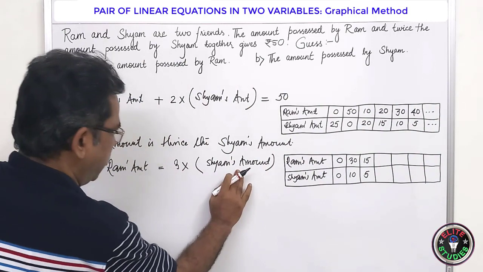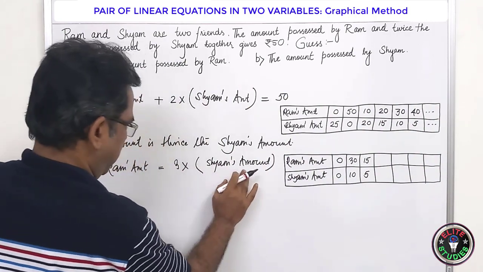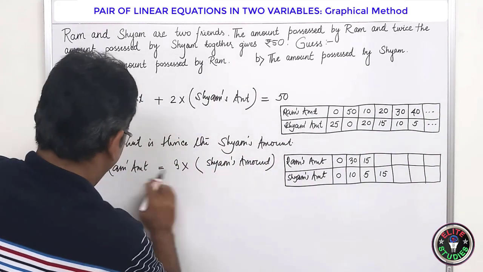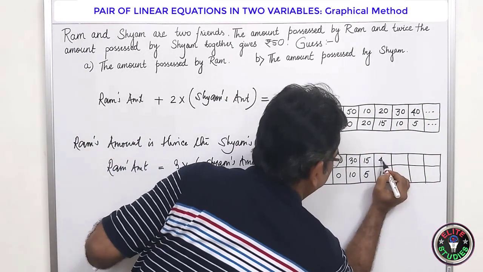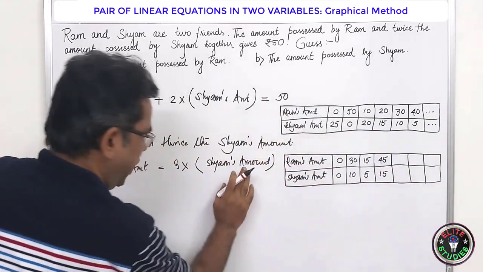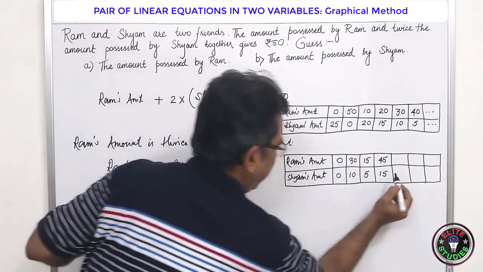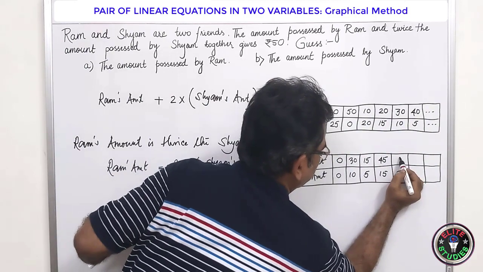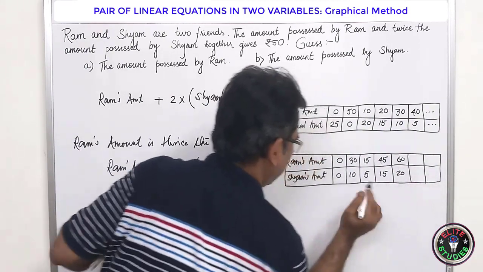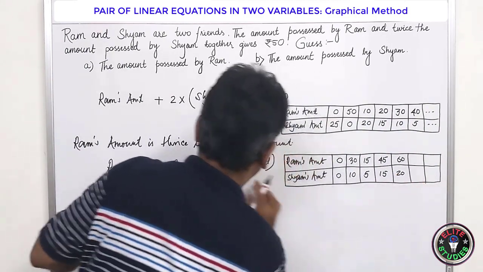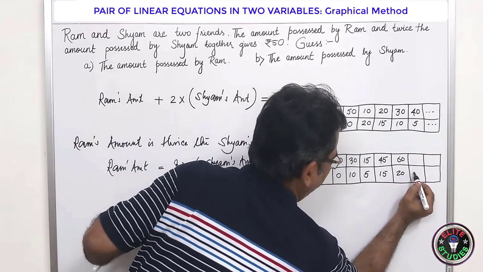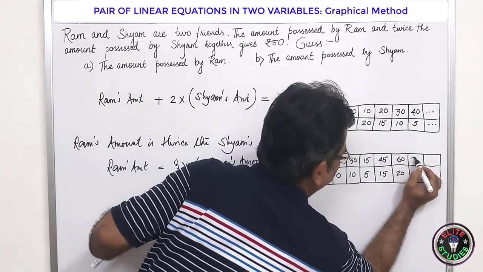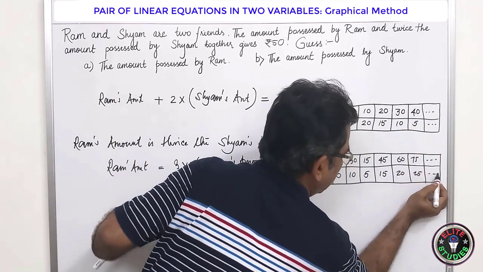If Sam's amount is, suppose, 15, then Ram's amount will be 45. Similarly, if Sam's amount is, suppose, 20, then Ram's amount will be 60. And so on. Let us take another example. If Sam's amount is 25, then it will be 75. So there is no end to such pairs.